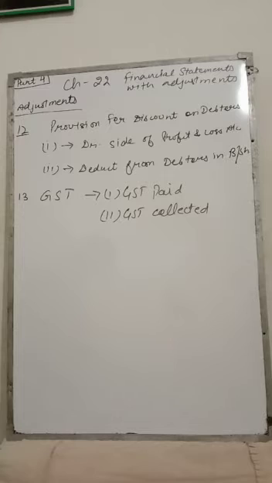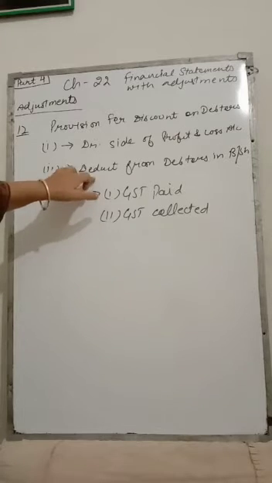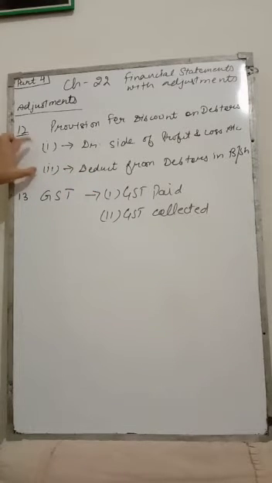The process of creating a provision for discount is the same as for the provision for doubtful debts. So the entry will be: profit and loss account debit to provision for discount on debtors account. As for treatment, the provision is shown on the debit side of the profit and loss account first of all, and secondly it is deducted from the sundry debtors on the asset side of the balance sheet. Okay, these are the two treatments of this transaction.